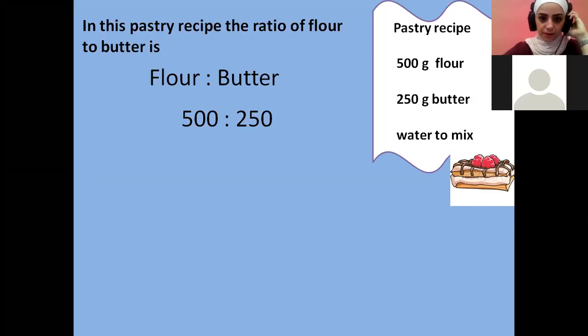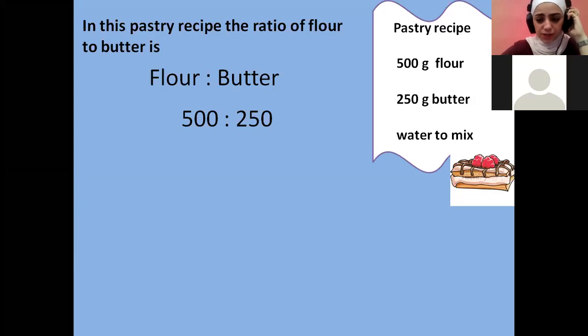Divide by 50. If you divide by 50, what do you get? 5 to 10. Is that the simplest? No. We can divide again, by 5. Yes, excellent. So we get 1 to 2. Excellent, Lean.